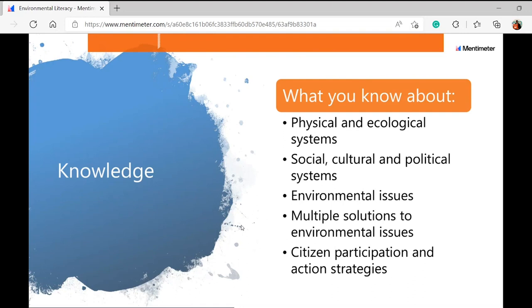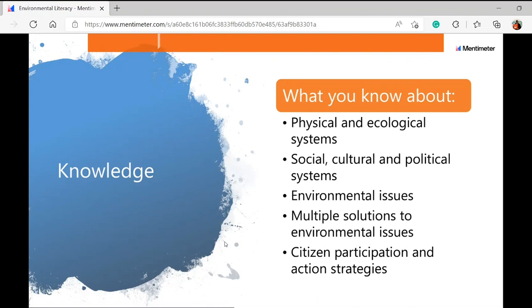So when we were looking at knowledge, the research also defined it in terms of what is knowledge. So it is basically to what extent you know about physical and ecological systems, which is what we usually is taught in the sciences, whether it's biology, geography, or to some extent chemistry and physics also. Then the second is in terms of social, cultural, and political systems, which is part of civics, history, in terms of looking at how our societies, our consumption patterns, the culture, and the political systems define and decide the impacts on environment.